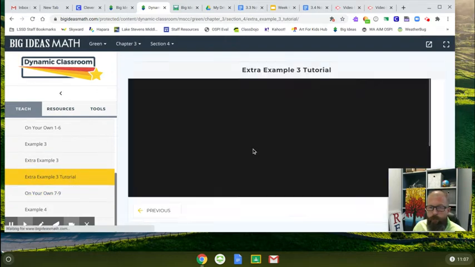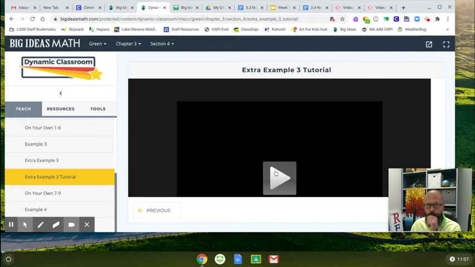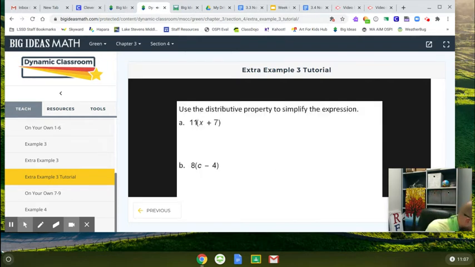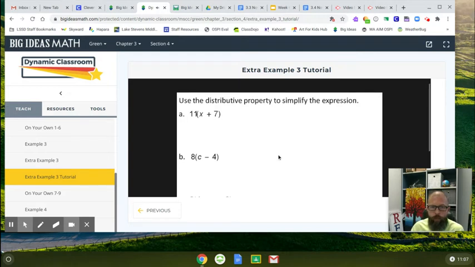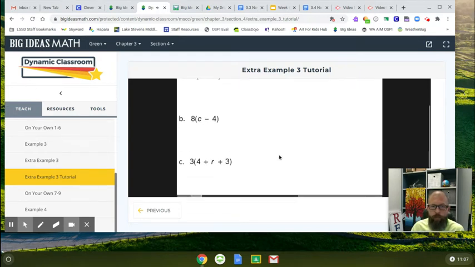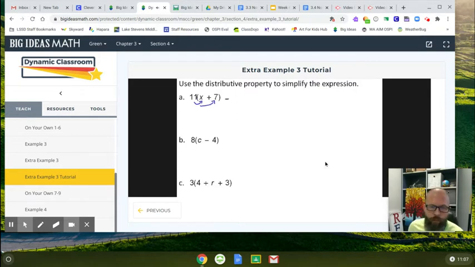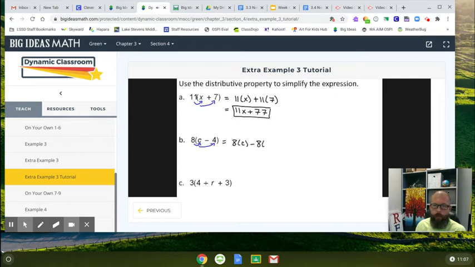Part A, 11 times the quantity x plus 7. First you want to multiply each number in the sum by 11, giving you 11 times x plus 11 times 7. Then 11 times x is 11x, and 11 times 7 is 77. So 11 times the quantity x plus 7 is 11x plus 77. Part B, 8 times the quantity c minus 4. First you want to multiply each number in the difference by 8, giving you 8 times c minus 8 times 4. Then 8 times c is 8c, and 8 times 4 is 32. So 8 times the quantity c minus 4 is 8c minus 32.